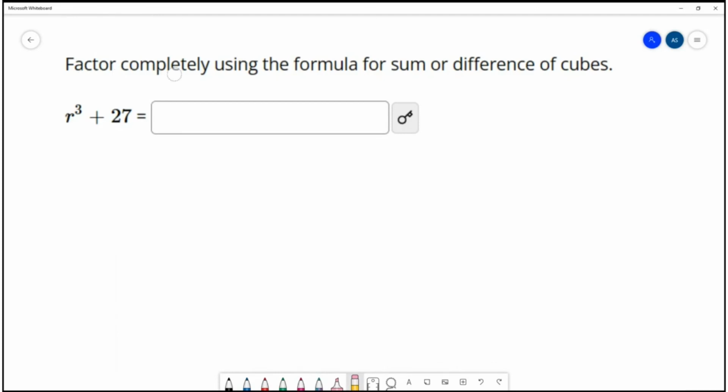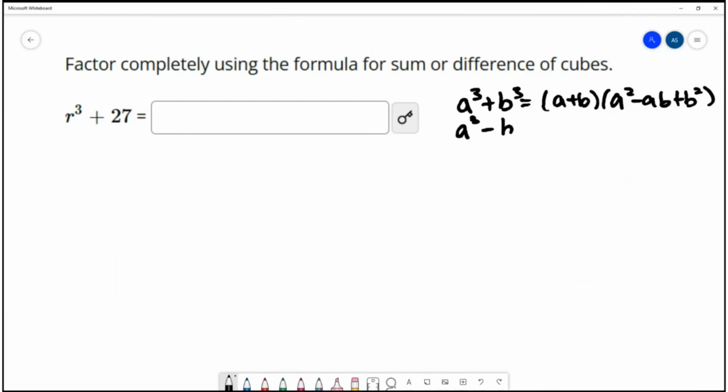On this example, we want to factor completely using the formula for sum and difference of cubes. Now the formulas for sum or difference of cubes are as follows. We have a cubed plus b cubed, and that factors to be a plus b times a squared minus ab plus b squared. You have the difference of cubes, it's very similar. That's a cubed minus b cubed will factor to be a minus b times a squared plus ab plus b squared.